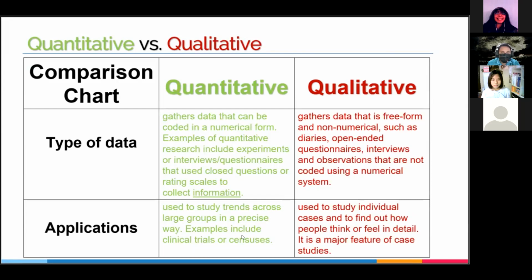Next, applications: used to study trends across large groups in a precise way. Pag application ng quantitative, pang malakihan, pang census, clinical trials, maraming respondents. When it comes to qualitative po, pwede siya sa kakaunting individual lang, kakaunting respondents lang.